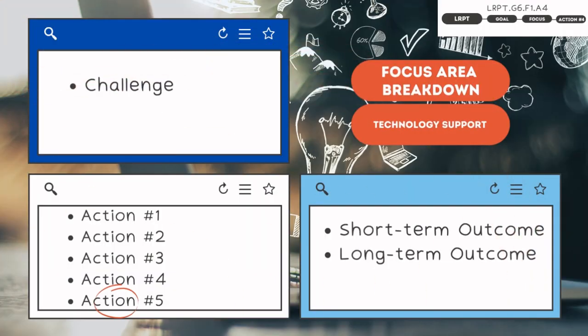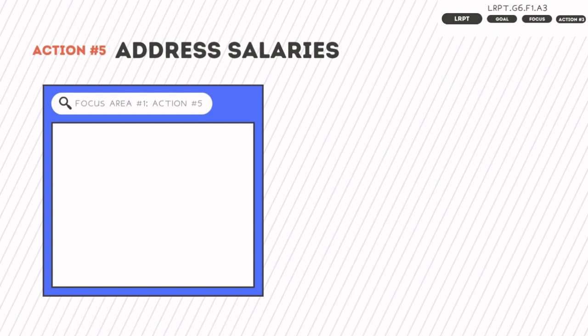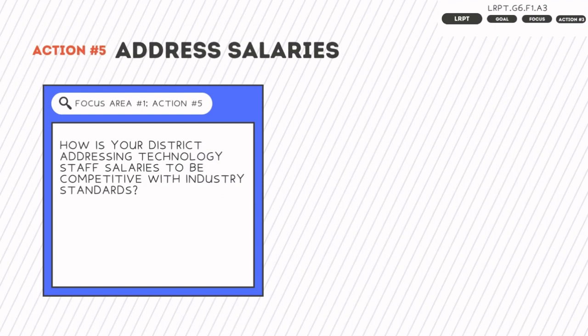Lastly, let's discuss action number 5. Action number 5 is to address staff salaries for technology personnel. How is your district adjusting technology staff salaries to be competitive with industry standards? It's vital to stay up to date with the industry standards and budget accordingly in order to hire and retain qualified staff to support your district.